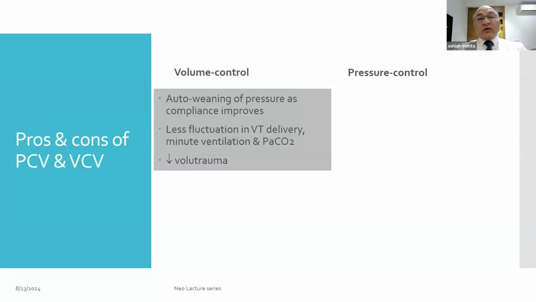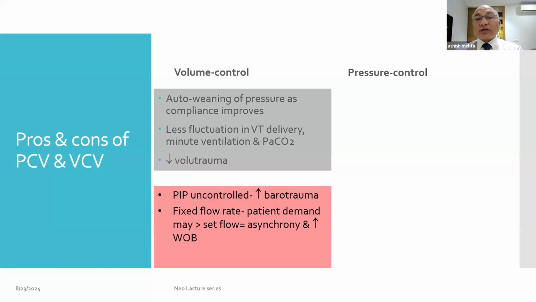So what are the pros and cons of both ventilation modes? Volume control: as we discussed, as the compliance improves, the pressure also goes down. So auto weaning happens, and because of that there is less volume trauma and pressure trauma. The problem is PIP is uncontrolled. When the baby is diseased or the compliance decreases, more pressure is used to deliver the same tidal volume, and that increases the barotrauma.